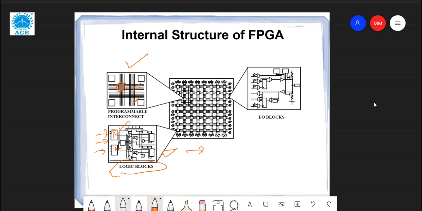Like that, each and every function has specific logic functions, connected through interconnects to each other. These are the IO blocks, which are connected like this. These are also programmed. This is the internal structure, basically how an FPGA looks.